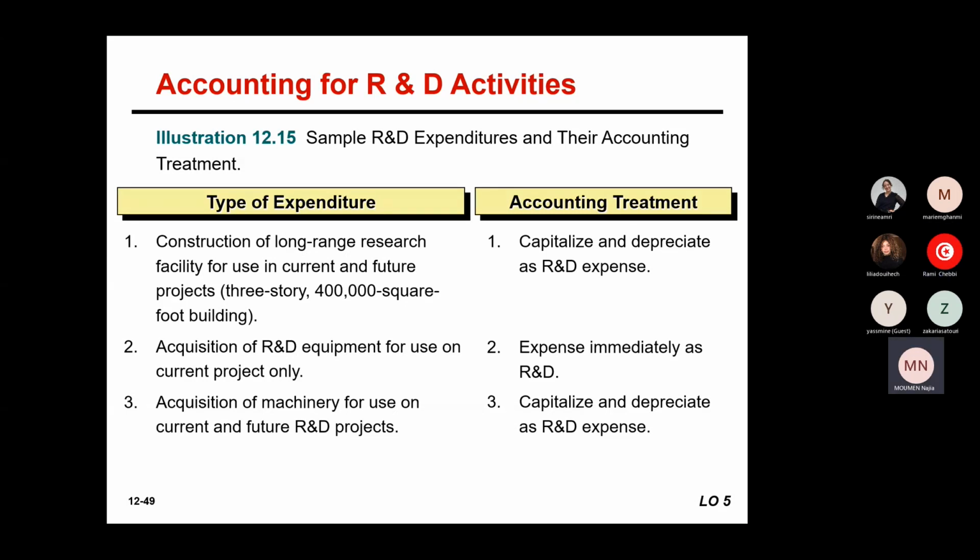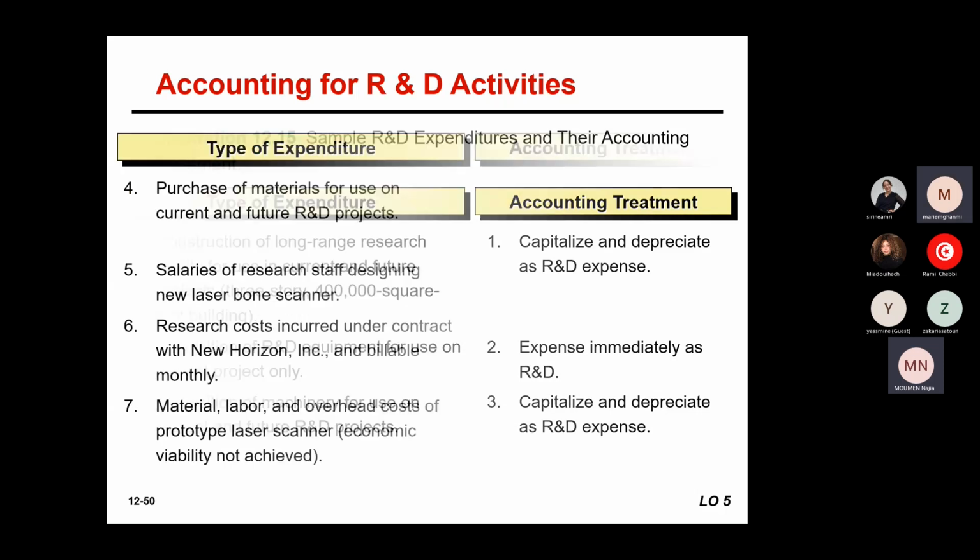When we say capitalizing, that's the only situation when we will use an asset account. So here, for example, when we have machinery used, we will debit machinery. Why? Because this machinery will be used for future projects, so it is one of my assets and should be capitalized. So we debit machinery, and of course we credit cash or accounts payable. And then the use of this machinery for the current period will be depreciated as research and development expense. So we'll record research and development expense in the amount of depreciation of that machine in the current period.